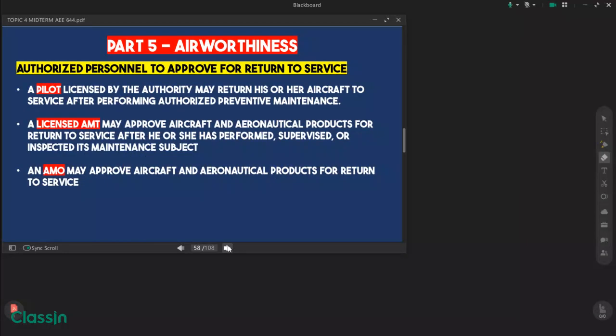So next, authorized personnel to approve RTS. Tandaan nyo, RTS meaning return to service. Ibig sabihin, pwede na pong gamitin yung certain aircraft from AOG. Pag sinabi natin AOG, aircraft on ground. Ibig sabihin ng aircraft on ground, hindi siya pwedeng lumipad. Okay? So we have the pilot, licensed AMT, and the AMO natin. Okay?